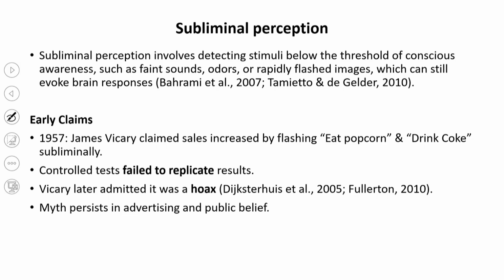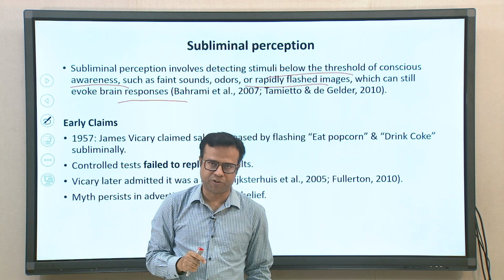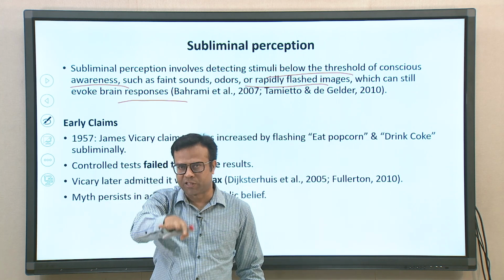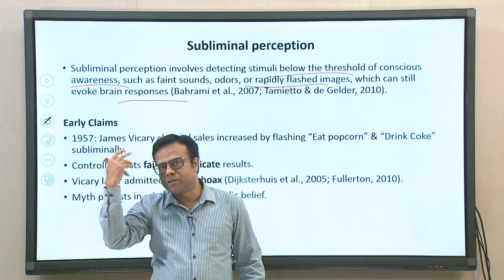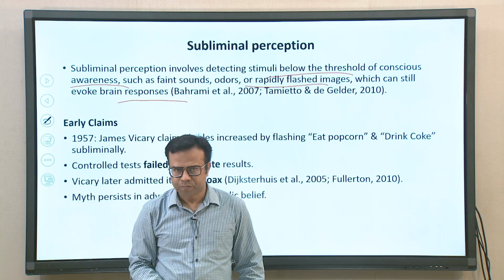Subliminal perception involves detecting stimuli below the threshold of conscious awareness. Consciously you are not able to detect it, but unconsciously your system may detect it, such as a faint sound, odor or very rapidly flashed images which you may not even see. They come and go very rapidly, but can evoke some brain responses. So, this is what subliminal perception means. You are perceiving something which is below the threshold, or at least it is having some impact on you.